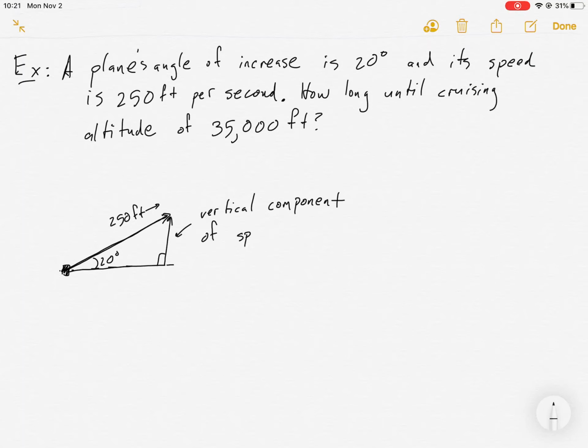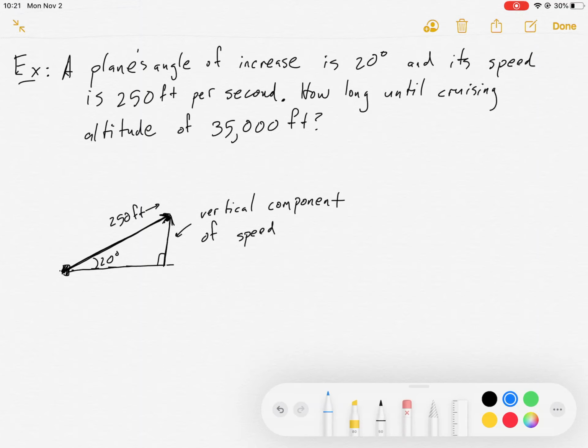Now, if you're in physics, this has probably come up quite a bit. You often break down a speed or a lot of different forces in terms of their horizontal and vertical components, or x and y components. So if you're not a physicist, just know that my diagonal speed is not the same as my vertical speed in this case. So if I go 250 feet this way in 1 second, I need to figure out how many feet I rise in 1 second.